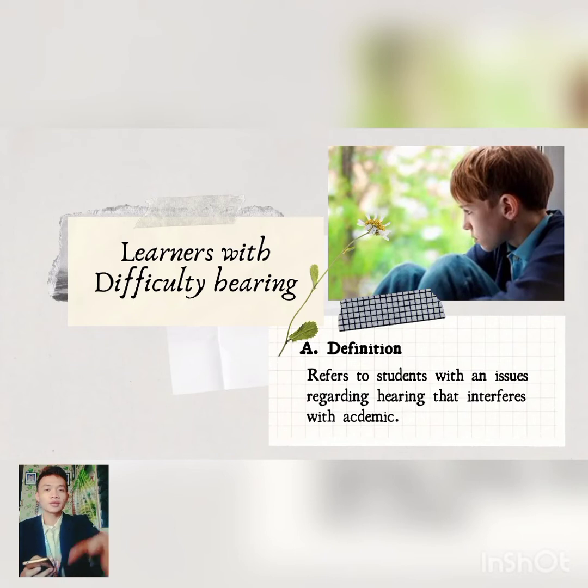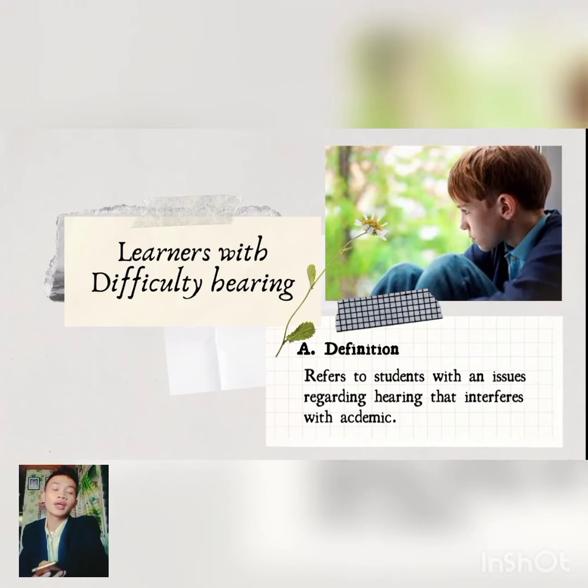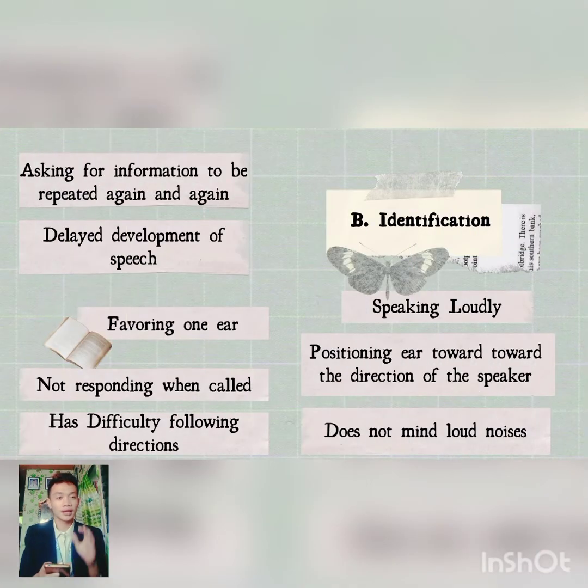We can identify these students by noticing these differences. These students could be speaking loudly. This could be a student who positions the ear toward the direction of the one speaking. So we could identify that a student has a problem in hearing if his or her ear is positioned toward the speaker, just like for example like this.